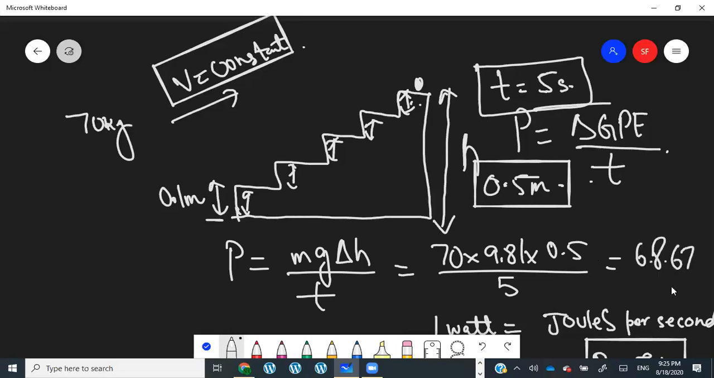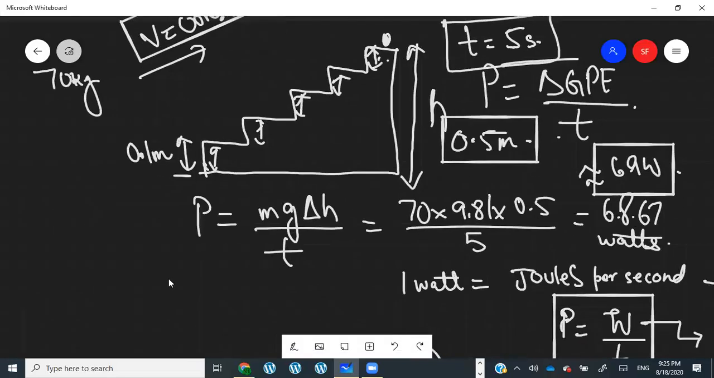68.67 watts is the work which he has done, or the power that he has done, approximately 69 watts, if you want to write it in two significant figures. This is the rate of increase of gravitational potential energy of this boy. You get the working? If you have question regarding this working, please ask.